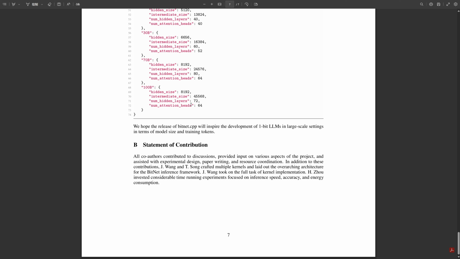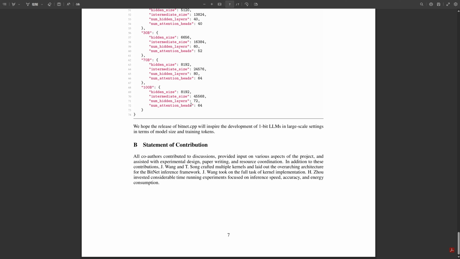Which raises a crucial question for you listening. What are the potential impacts of this technology for your work, your interests? Is it faster local processing, lower energy costs for AI, or just being able to play with cutting-edge models without needing specialized hardware? BitNet.cpp opens up a whole range of really exciting new possibilities.